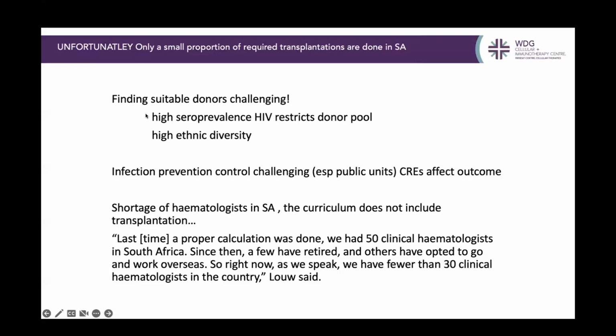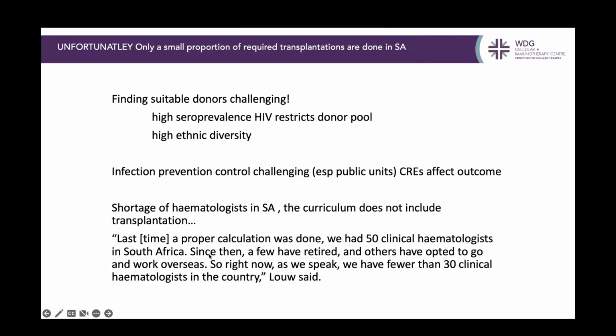Now, other reasons could be finding suitable donors, which in our context is very challenging due to the high seroprevalence of HIV that restricts our donor pool. And then, of course, we have a very high ethnic diversity. The other factor would be infection prevention control, especially in the public units. CREs, or carbapenem-resistant Enterobacteriaceae, can affect the outcomes. And of course, there's a big shortage of hematologists in South Africa. And the curriculum actually does not even include allogeneic transplantation.